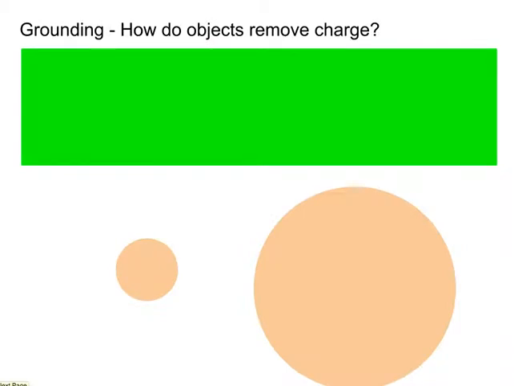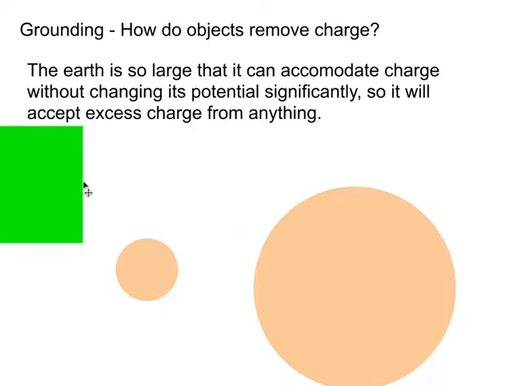When we ground things, okay, grounding is an important thing in talking about electricity. Basically, you're taking the charge away. In some ways, you can think about grounding as charging by conduction. It's just discharging by conduction. The way grounding works is that the Earth is so large that it can accommodate a lot of charges.